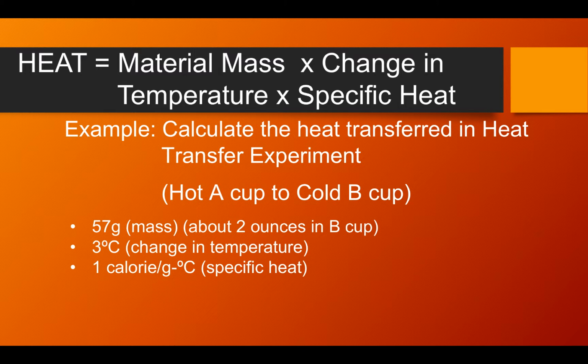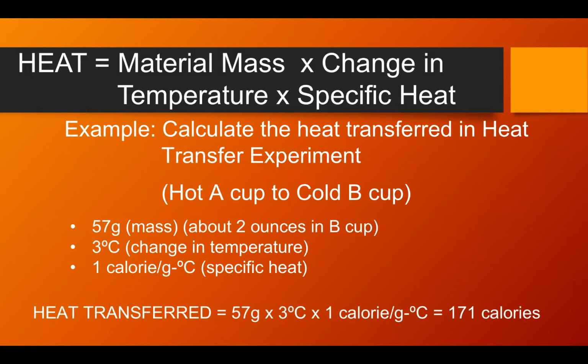Therefore, if heat is defined by that equation at the top of this slide, you know that the heat transferred is 57 grams times the 3 degrees Celsius temperature change times 1 calorie per gram degree Celsius. As you can see on that equation, the grams and the degrees Celsius cancel from the numerator and denominator, and you're left with 171 calories. So during that experiment that we did in experiment 1 in the heat transfer module, 171 calories approximately were transferred from the hot cup to the cold cup.